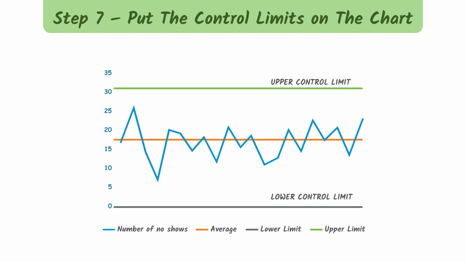Now the next step, step number 7, is to put these control limits on the chart that we plotted previously before we calculated the limits. And this is how it looks. Our control chart is ready. Now the only thing remaining, last but not the least, is to interpret this control chart to see what it is telling us. But before we go there, let's recap the process we have done so far to plot these control charts.